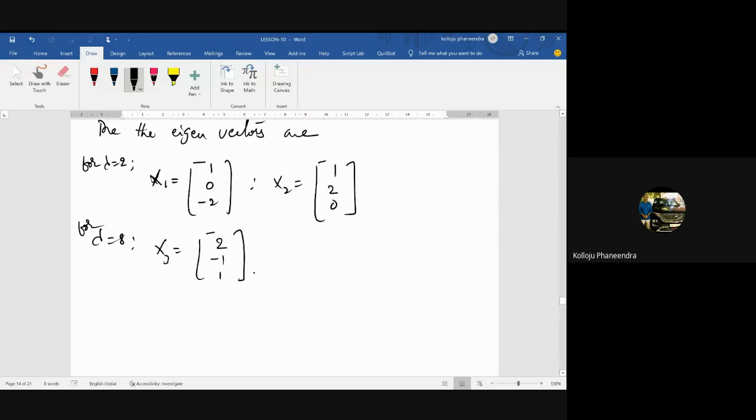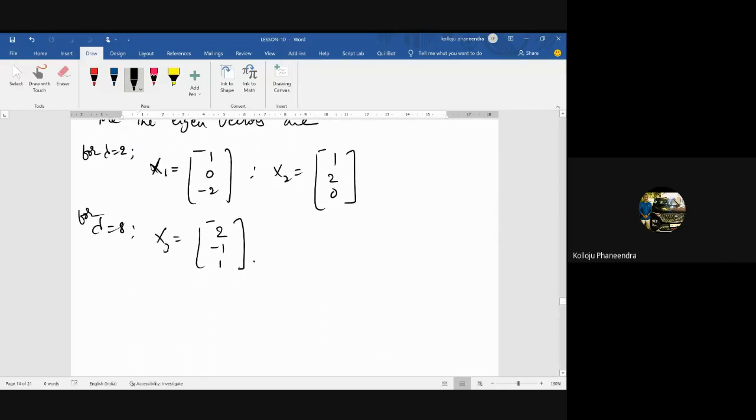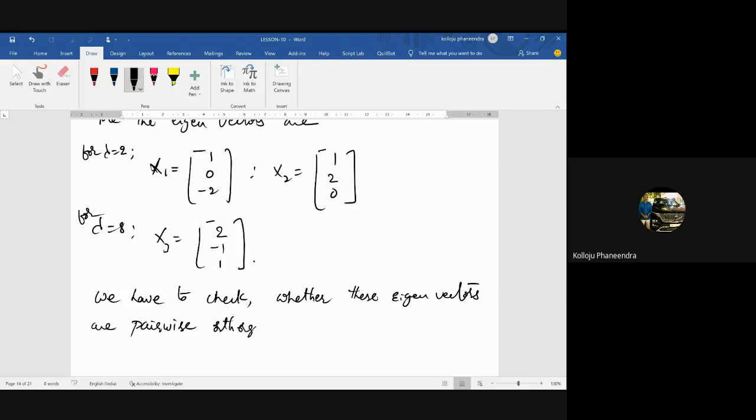After getting the eigenvectors, we have to check whether these eigenvectors are pairwise orthogonal or not. Pairwise orthogonal or not. Now, for this, what is the procedure?